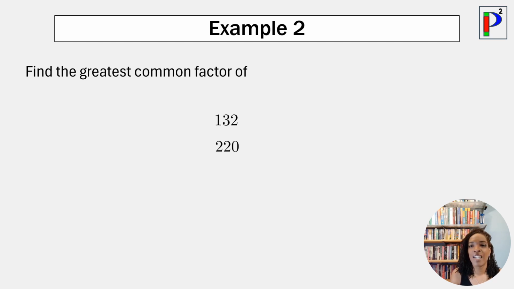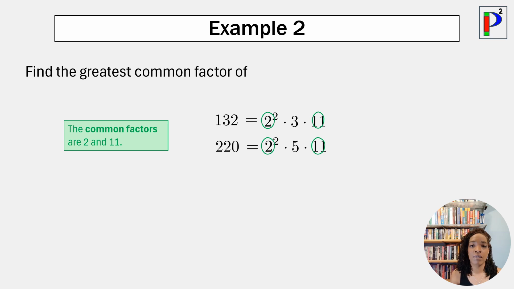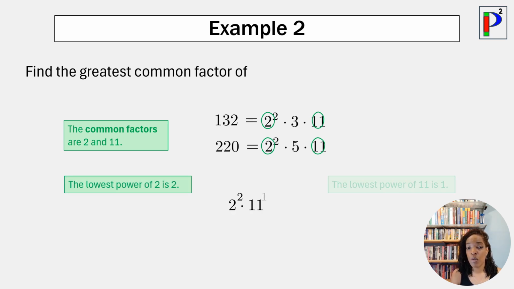I'll start. We start with our prime factorization. My common factors are 2 and 11. The lowest power of 2 is 2, and the lowest power of 11 is 1. I multiply 2 squared times 11 to get 44.